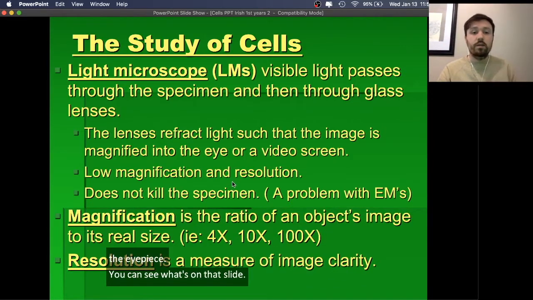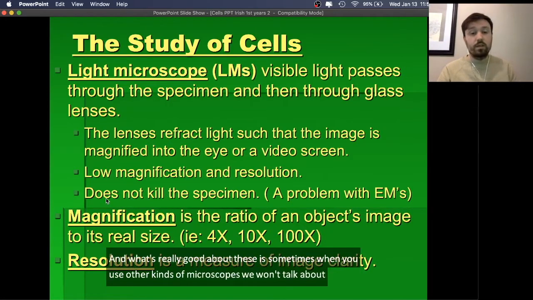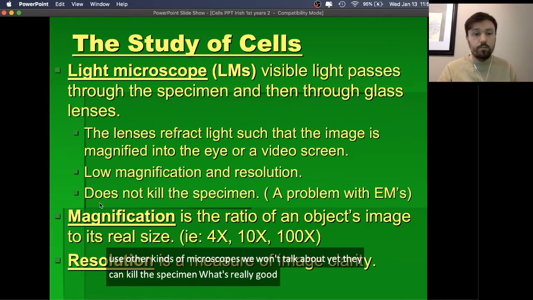And what's really good about these is that sometimes when you use other kinds of microscopes, which we won't talk about yet, they can kill the specimen. What's really good about light microscopes, though, is they don't kill the specimen.